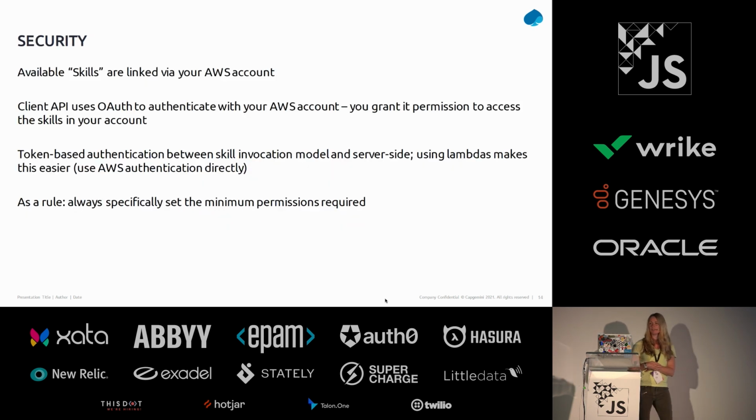Because we're developing in the cloud, security should always be at the forefront of your mind. You link these skills to your AWS account, and it's very easy to use OAuth. It automatically uses OAuth between the invocation layer and the back-end layers. And you can use AWS roles and permissions to allow it to speak to your Lambda layer. As a generic rule of building stuff in the cloud, always use the minimum permissions necessary. If it only needs to read from a database, don't give it write access, that kind of thing. So always bear security in mind and keep things as locked down as possible.